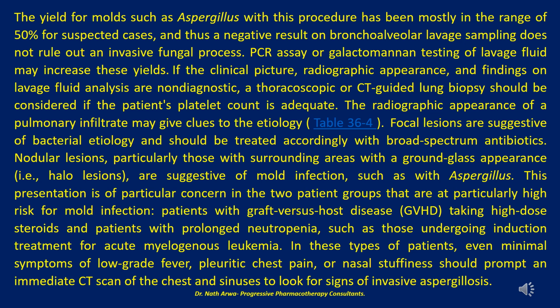This presentation is of particular concern in the two patient groups that are at particularly high risk for mold infection: patients with graft versus host disease, abbreviated as GVHD, taking high-dose steroids, and patients with prolonged neutropenia, such as those undergoing induction treatment for acute myelogenous leukemia. In these types of patients, even minimal symptoms of low-grade fever, pleuritic chest pain, or nasal stuffiness should prompt an immediate CT scan of the chest and sinuses to look for signs of invasive aspergillosis.